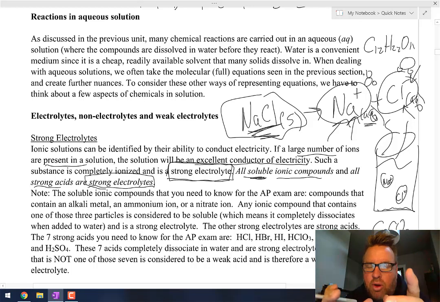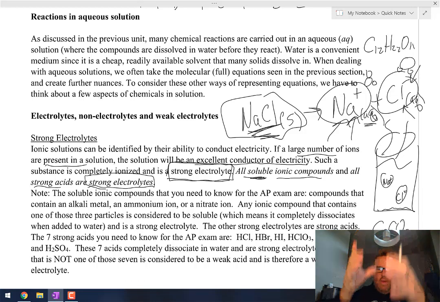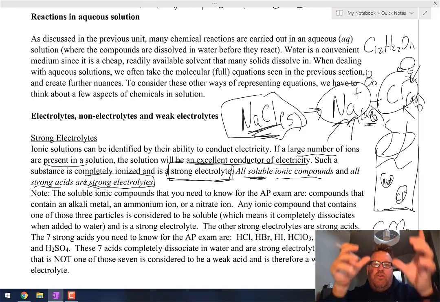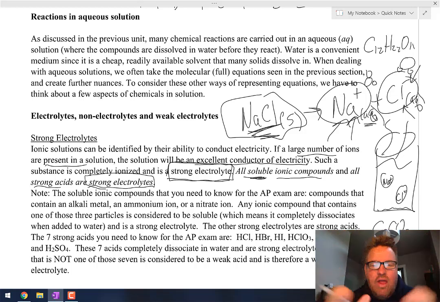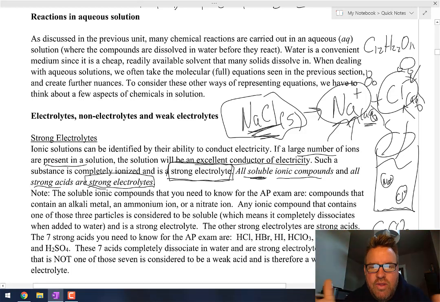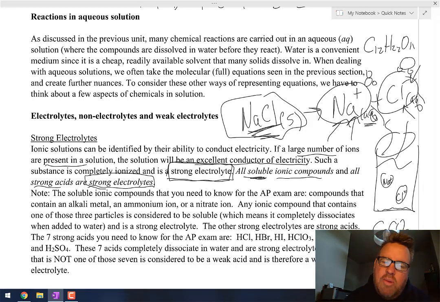Limestone or marble. Buildings are made with these beautiful marble statues and things like that. Of course, every time it rained, if calcium carbonate were soluble, it would slowly dissolve over time. Okay? Calcium carbonate is not soluble. It's an ionic compound, but it is not soluble. So some ionic compounds are soluble, some are not.